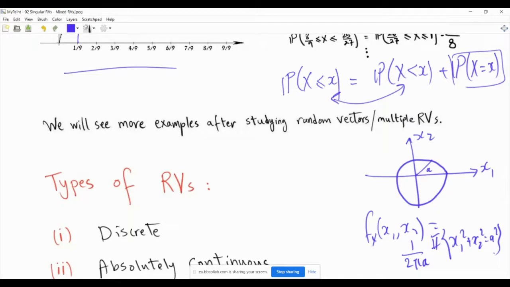And what is its Lebesgue measure? Since we are talking about 2 dimensions, the Lebesgue measure is an area. And a circle in 2 dimensions has a Lebesgue measure equal to 0. Remember, we did a proof, maybe in the previous lecture, that the Lebesgue measure of a line in 2 dimensions or higher dimensions is equal to 0.